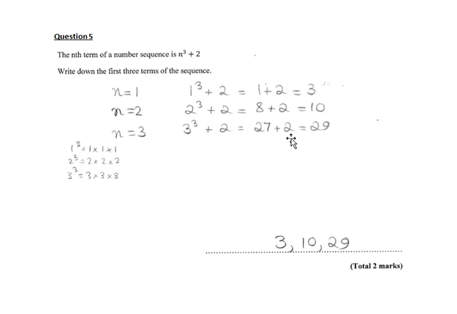On question 5, you have to write down the first 3 terms of this sequence. So you replace n with 1, then with 2, and then with 3. So 1 cubed add 2, 2 cubed add 2, 3 cubed add 2. You could use a calculator, or you could have worked them out without. The 3 terms you should get are 3, 10 and 29.